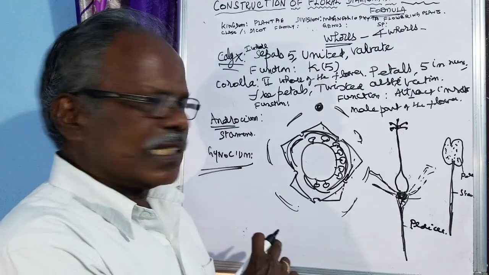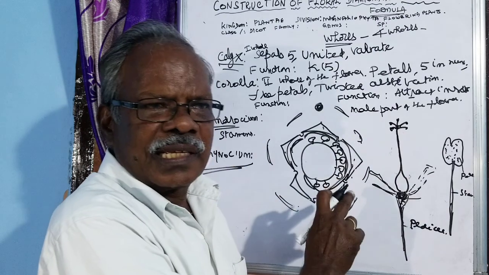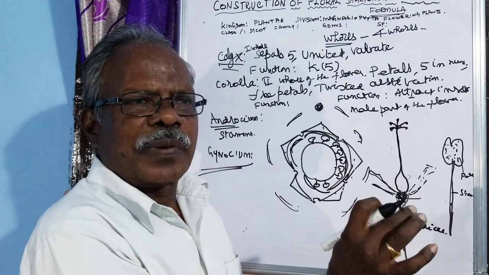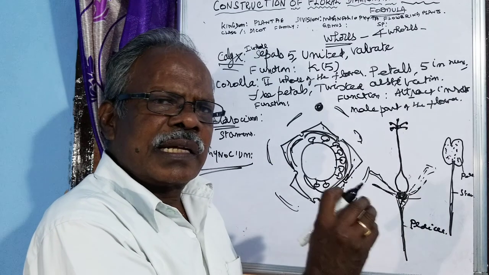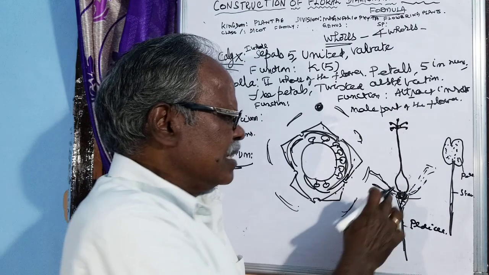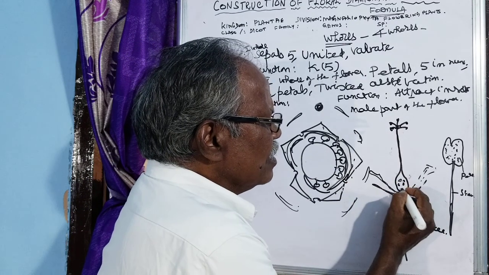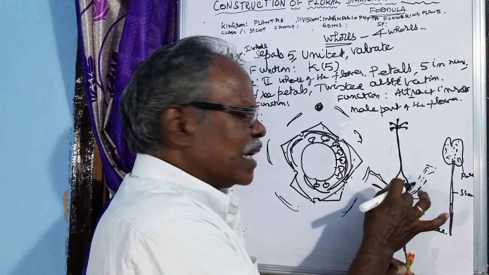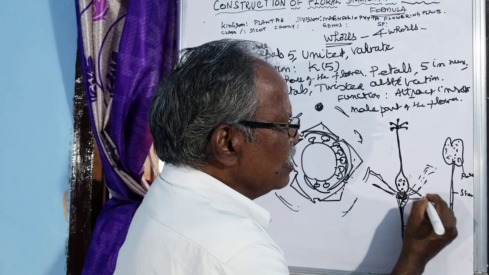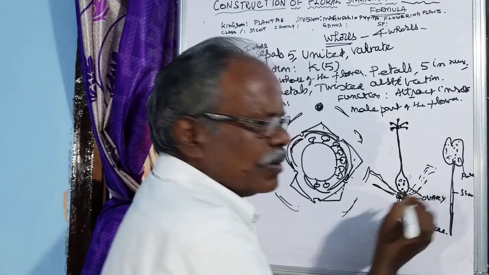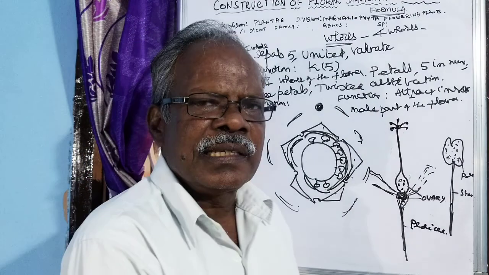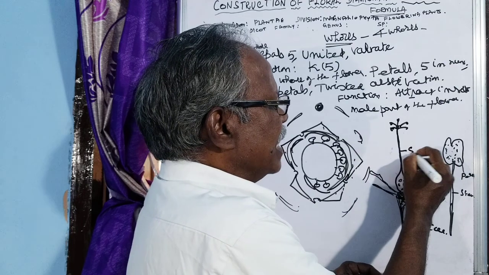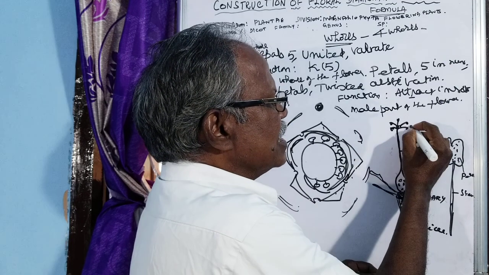The gynoecium is the female part of the flower. Gyno means female, so gynoecium is the female part of the flower. It has 3 structures. A big swollen structure just above the receptacle is known as the ovary. Ovary is equivalent to the uterus in a human being. Then this is called style, and this is stigma.